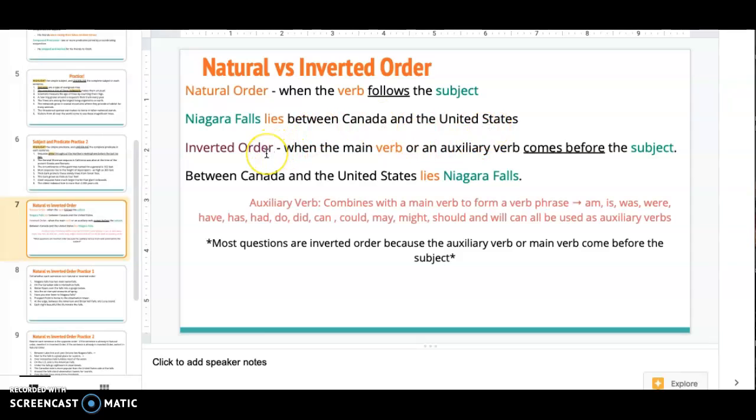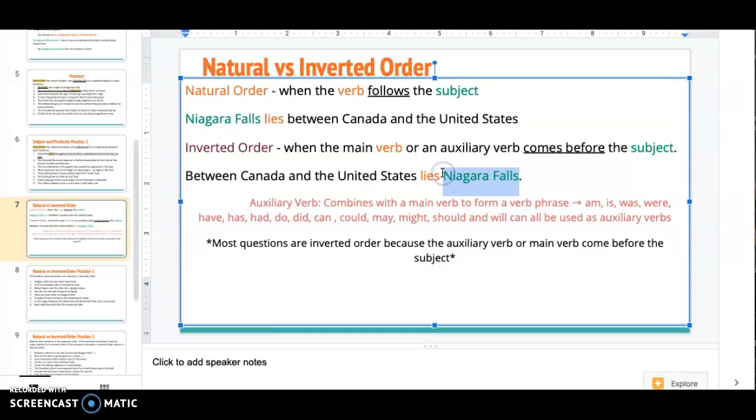The inverted order is when the main verb or the predicate or an auxiliary verb comes before the subject. Between Canada and the United States lies Niagara Falls. Here, the subject of the sentence is still Niagara Falls. That's what we're talking about, and we're telling you where it is. It lies. But you see here the verb is coming before the subject, so that is actually called inverted. These two sentences say the same thing.